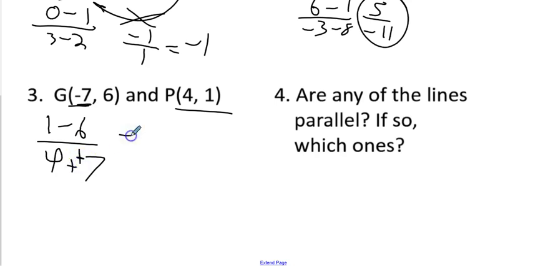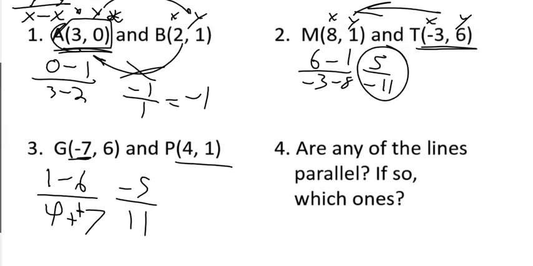So 1 minus 6 is negative 5. 7 plus 4 is 11. So it's negative 5 over 11, which actually is the same as number 2. Okay? Exact same, doesn't matter where the negative is. All right?